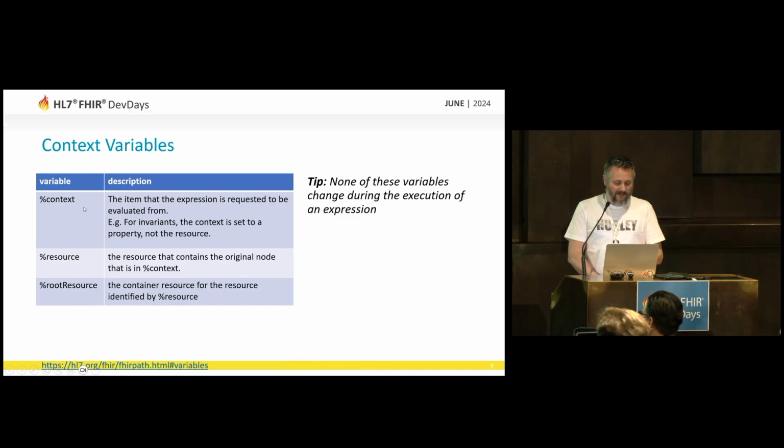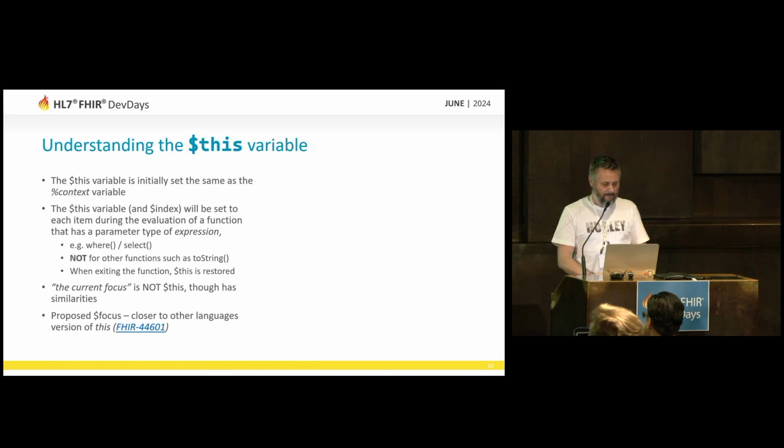So what is %context? That's if you're processing an invariant. The input to the engine is the whole resource, but you want to test this specific property. So if I'm running an invariant on patient.contact, and I've got an expression on that, then each contact itself would be passed as a different execution with %context being one of those contacts. Yep, that kind of makes sense, cool.